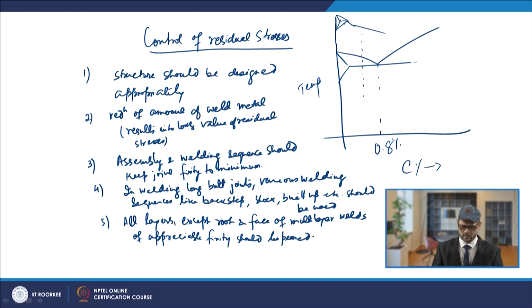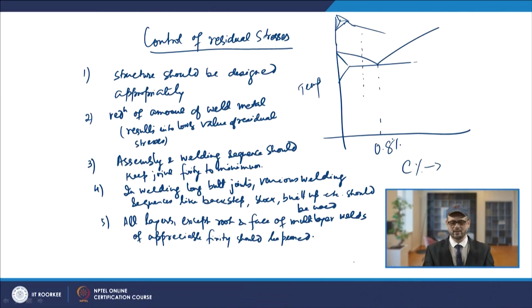As we go on giving the layers one by one in multi-layer welds, it is a common practice to peen the layers. If you go to the next layer, we do the peening, and then we deposit the next layer. That reduces the residual stress to a large extent.